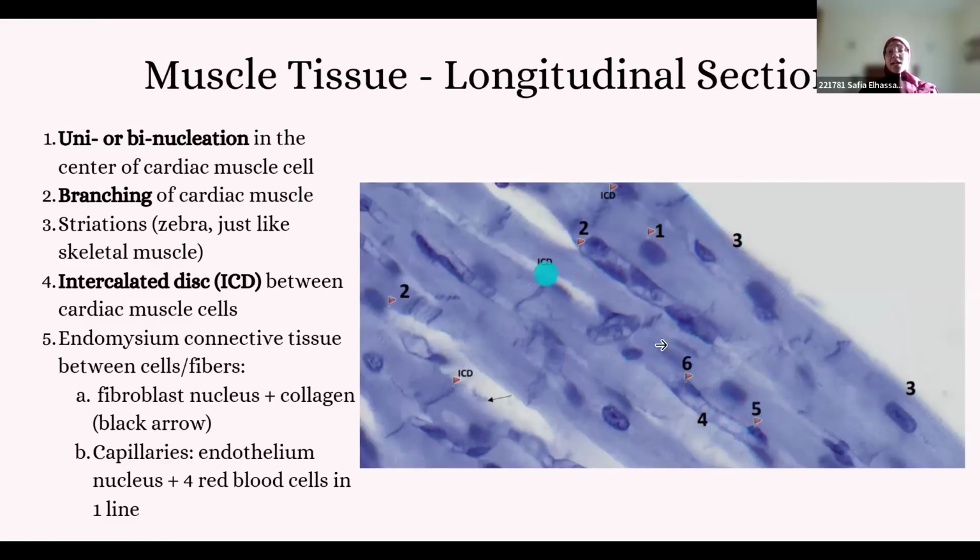You also have capillaries. So here is a capillary that's labeled by number 6, and it has an endothelial cell. How can you tell that this is a capillary? Typically in capillaries, you would be able to see red blood cells one at a time. It's not very apparent in this slide, but you can see the endothelial nucleus of the capillary, which is number 6.